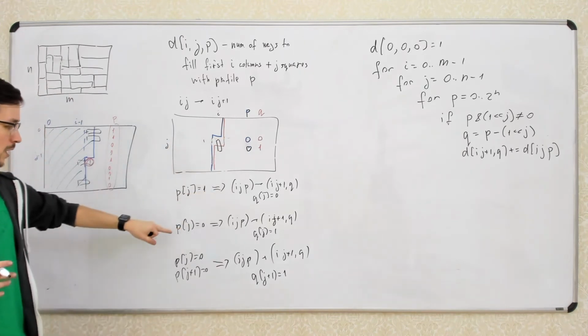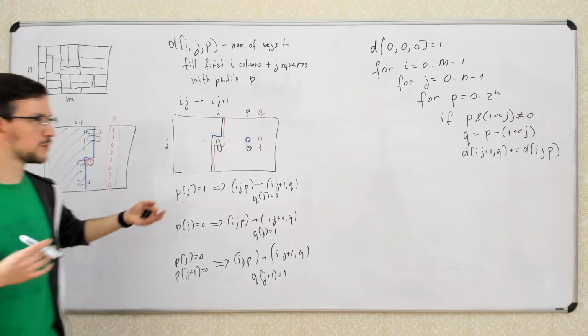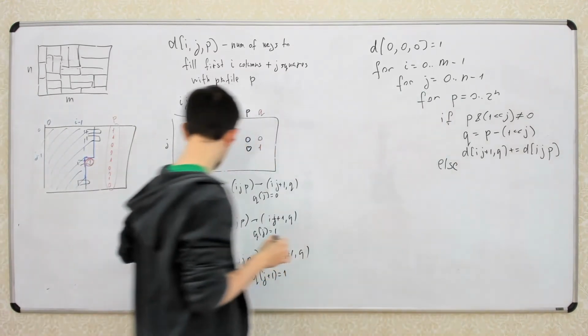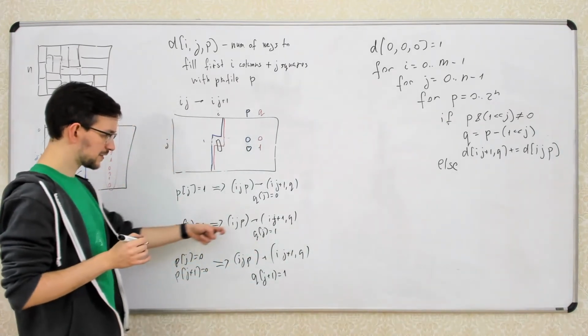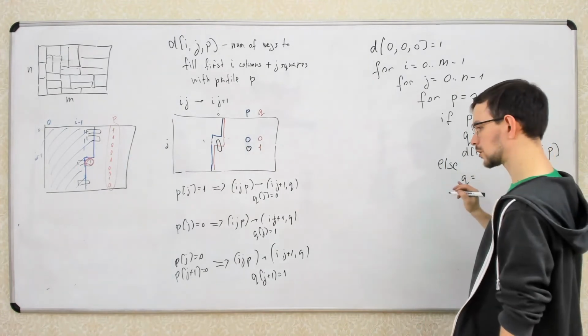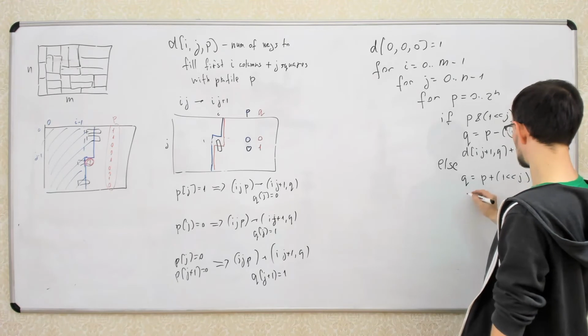Okay. Now here, well, we do basically the same thing. So if this bit is 0, then make this transition. In this transition, we have profile q the same as p, but with this extra bit. And again, just the same code.